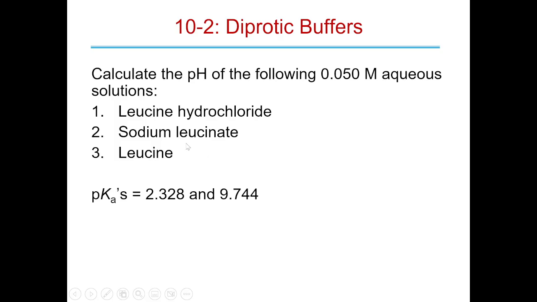9.744, that's going to be the sodium leucinate, right? That's going to be this form. And then this one's going to be a combination of those two, which is essentially a buffer system, isn't it?